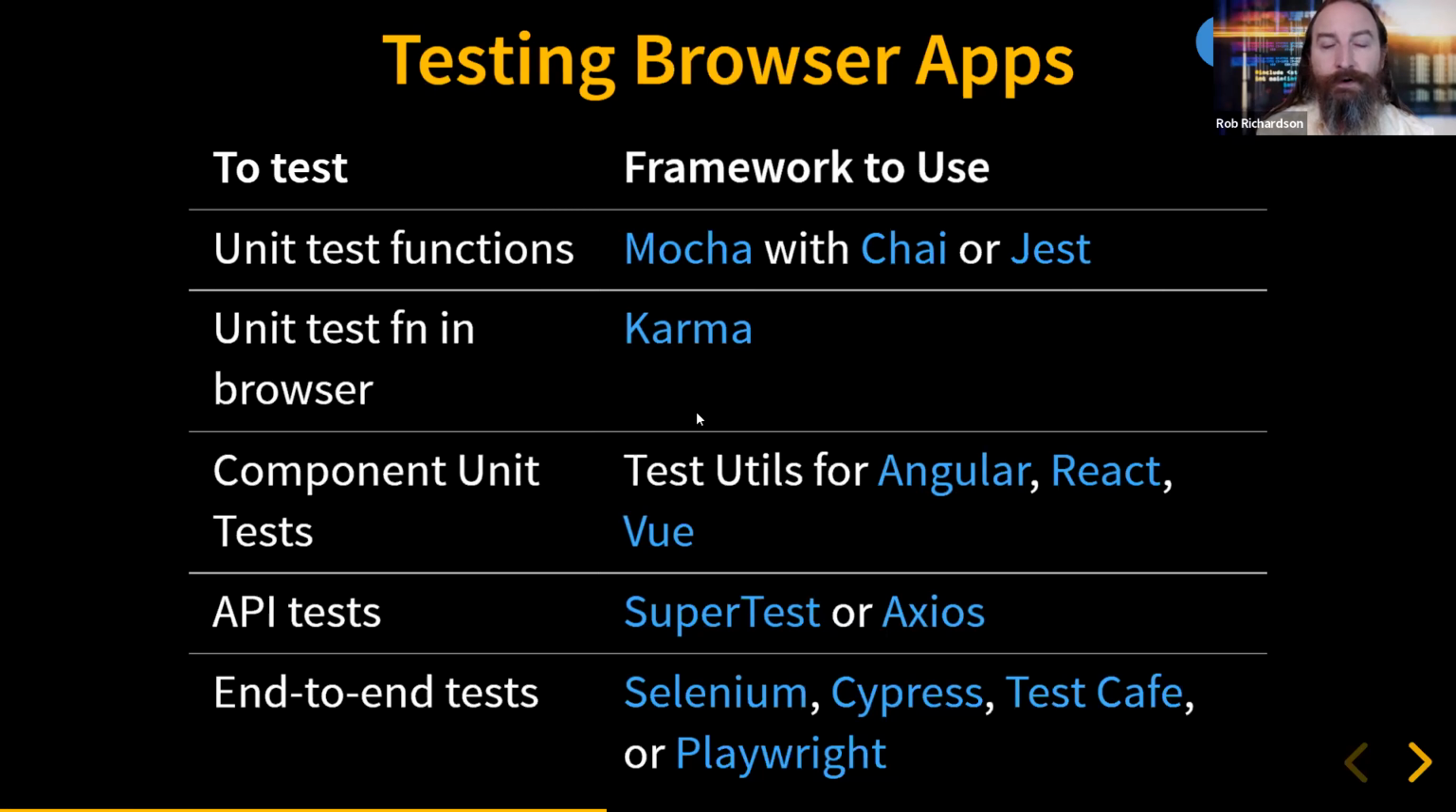For integration tests or for unit testing in a particular browser, we'll use Karma to be able to launch our Mocha or Jest tests inside that browser. Test utils gives us a great mechanism for being able to mount our components given our particular framework. And there's a test utils for each SPA framework. Supertest or Axios is great for running API tests. And if we're using Axios in our client, building our API tests in Axios just makes sense. And then end-to-end tests. We'll see Cypress today, but there are other choices as well.